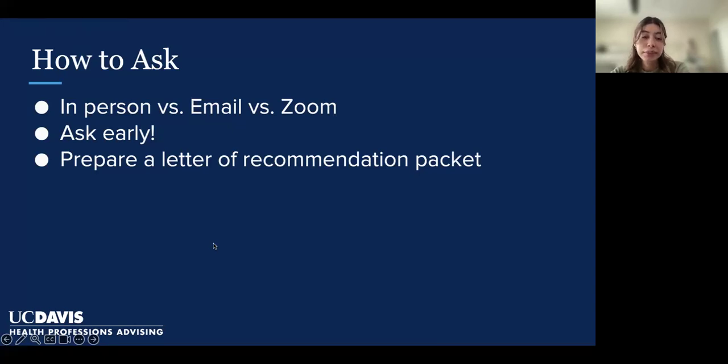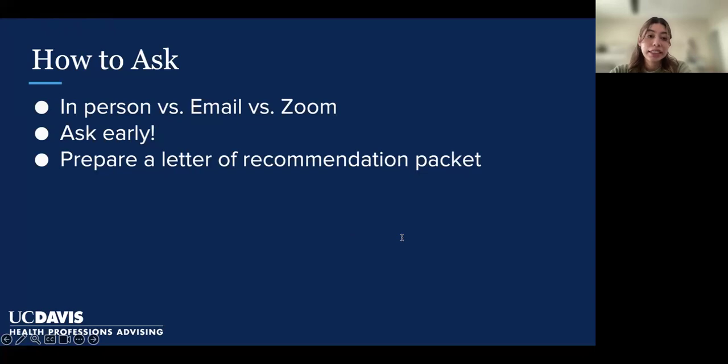Email is fine. If you have moved away from Davis and really don't have the resources to come back to Davis just to meet with the professor, then email is fine. But an even better idea is to start with an email and perhaps schedule a Zoom meeting to discuss your letter of recommendation. Again, if they say yes, you can follow up in an email, thank them for their time, and also follow up with your letter packet, since you can't give your letter packet to them in person.